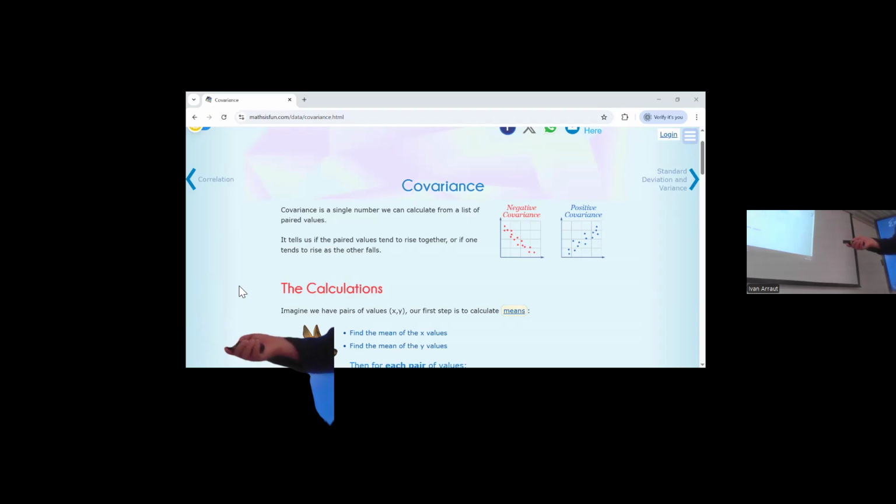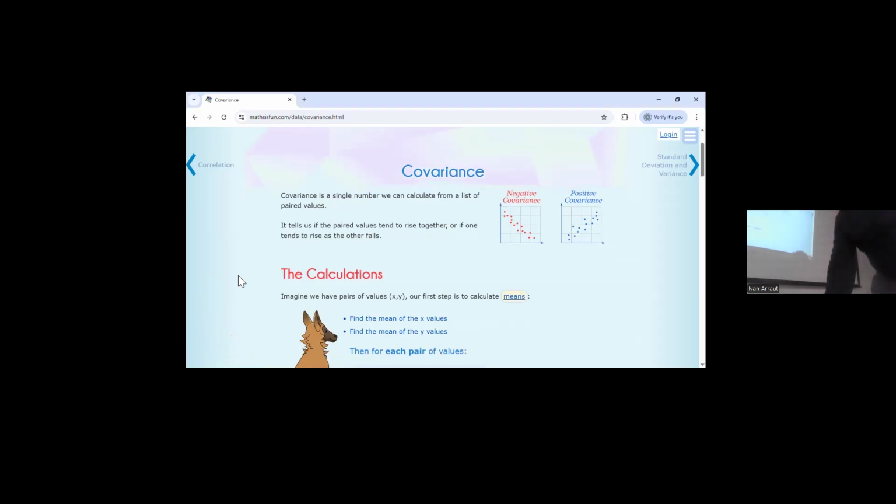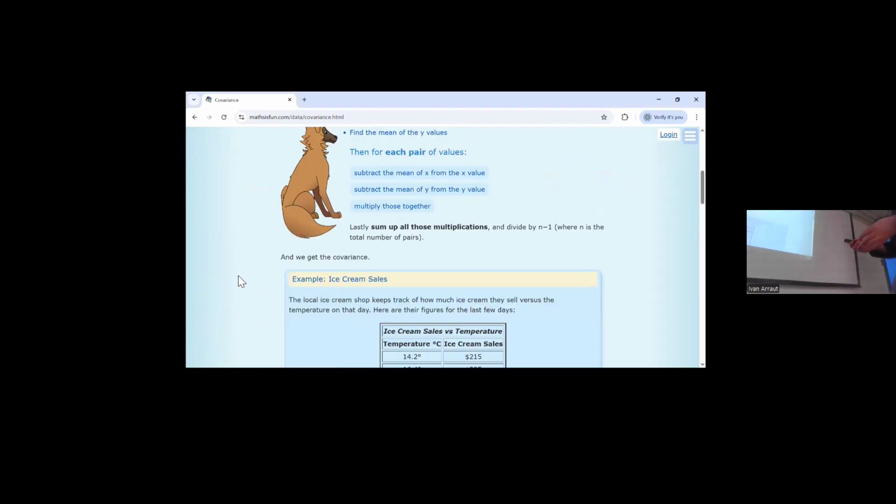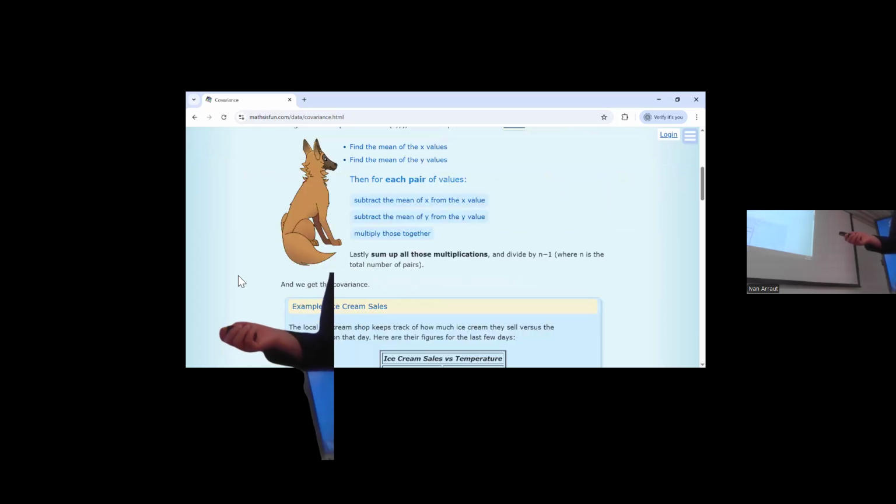This is positive covariance. And this, well, it's not working, the control. Let me see. Okay, now it's working.